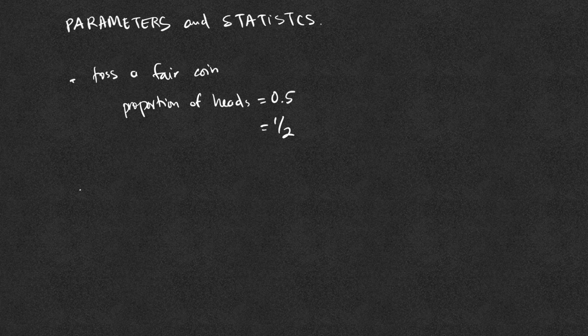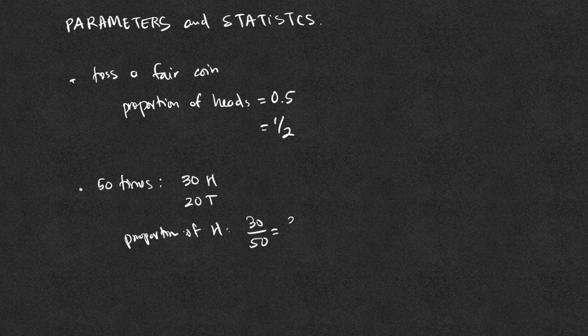But suppose we actually toss the coin 50 times. We do not expect to get 25 heads and 25 tails. Suppose that we toss it 50 times and 30 of the times we get heads, and therefore 20 of the times we get tails, because there's a total of 50. And so the proportion of heads in this case is 30 out of 50, or simply put, 3/5 or 0.6. It is a little bit higher.